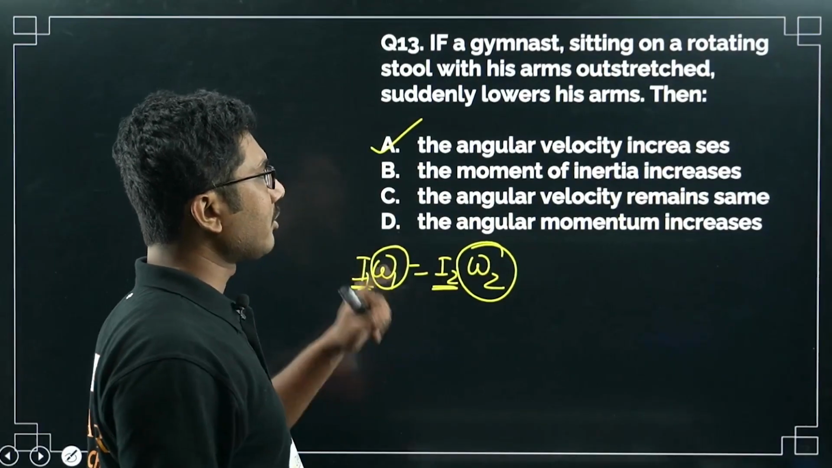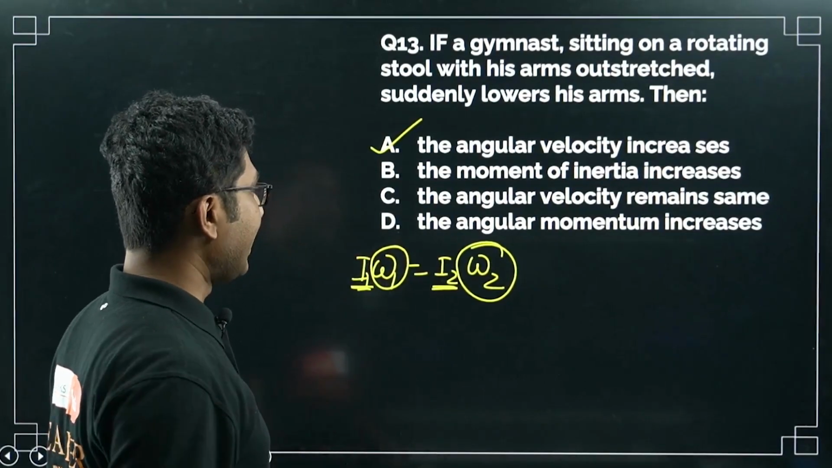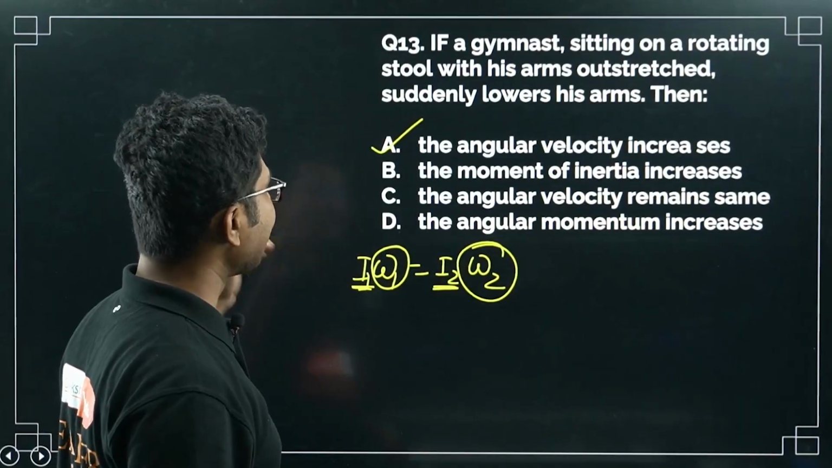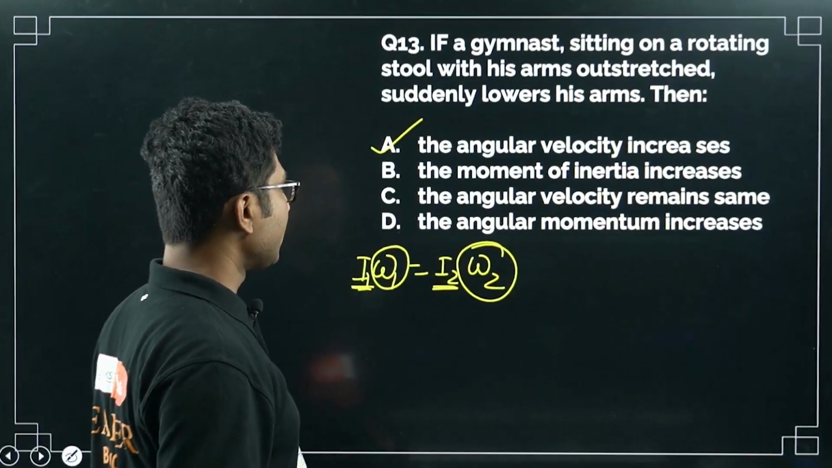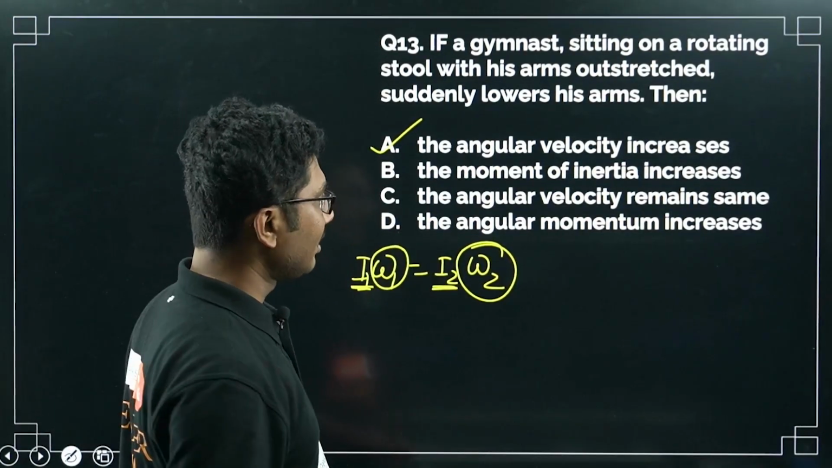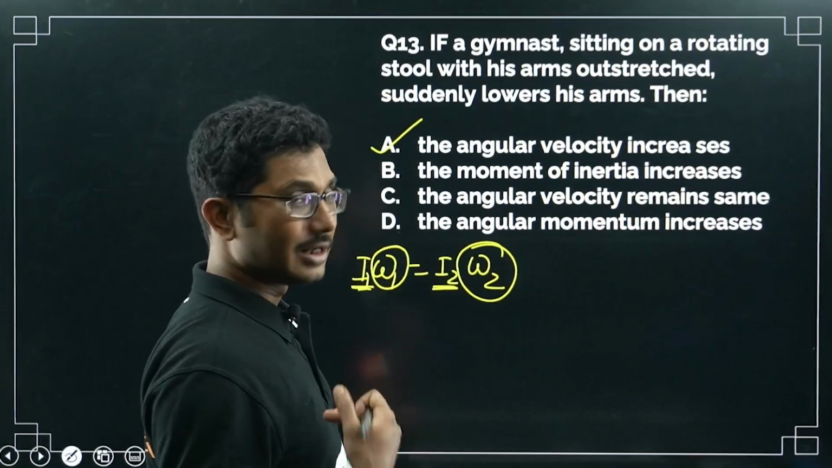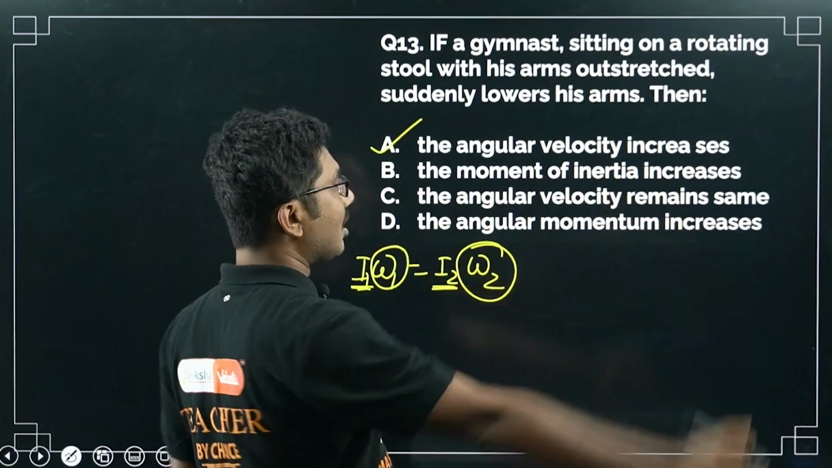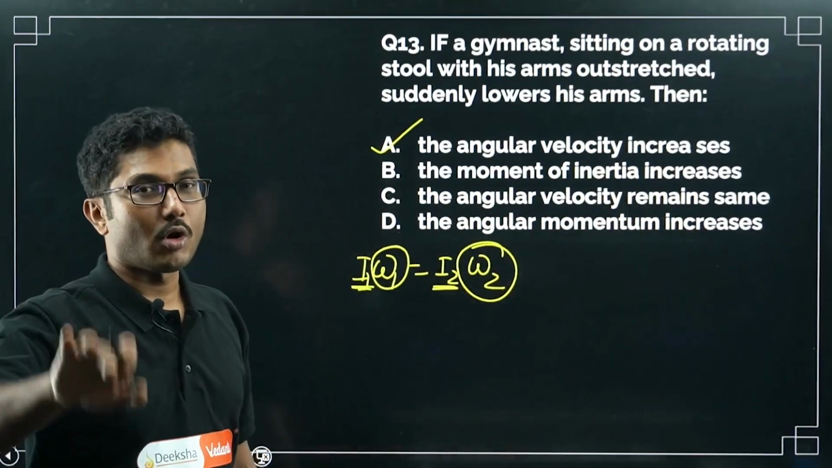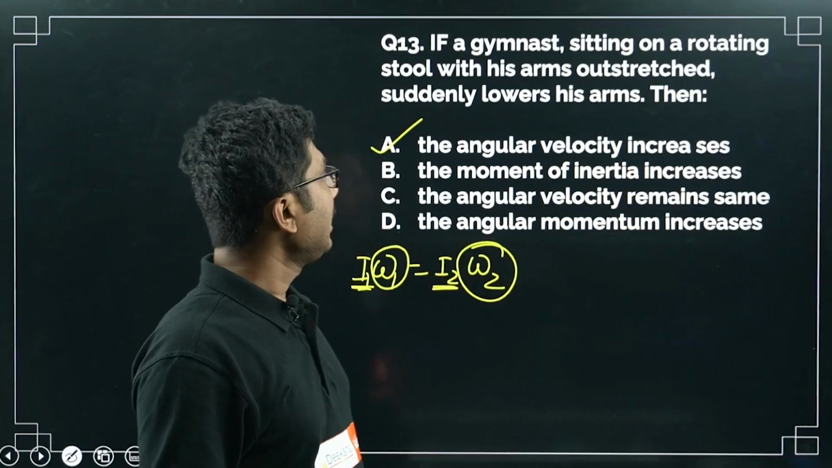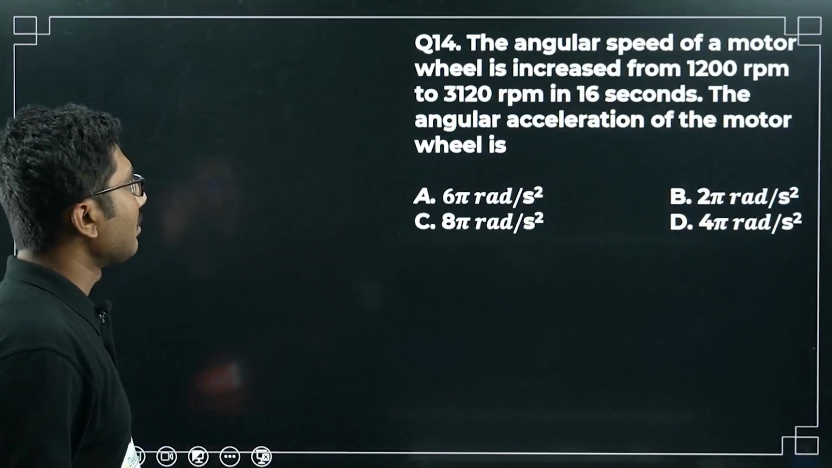Moment of inertia decreases, right? Moment of inertia decreases. They have not given any other option. Angular momentum is constant, so angular velocity will only increase. If they had asked that angular moment of inertia decreases, that would also have been a correct answer. Okay, interesting question. Question number 14.